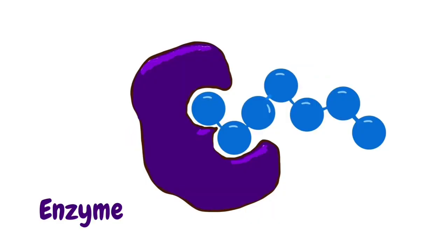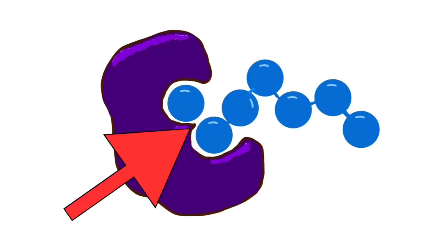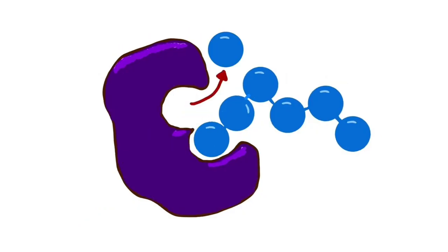The purple shape is the enzyme, which acts a bit like scissors. The blue shape is a molecule that your body needs to break down. The enzyme breaks the bond between two of the atoms in the molecule. If you look closely, you can see the bond has now been broken. This means that the first atom in the molecule has now been freed and can move away.